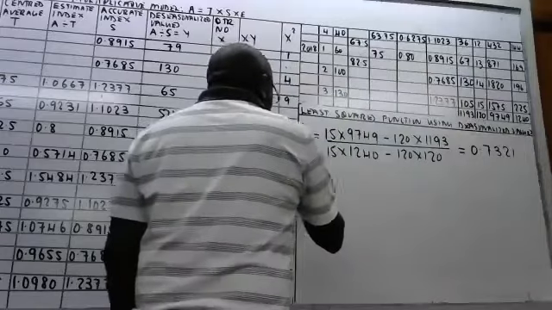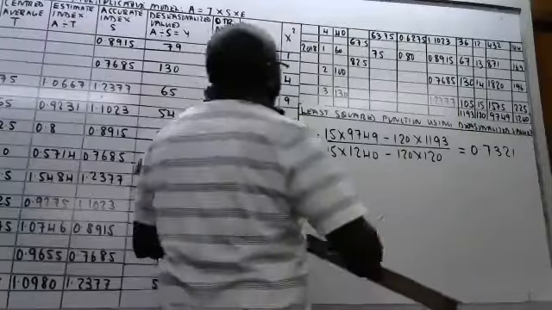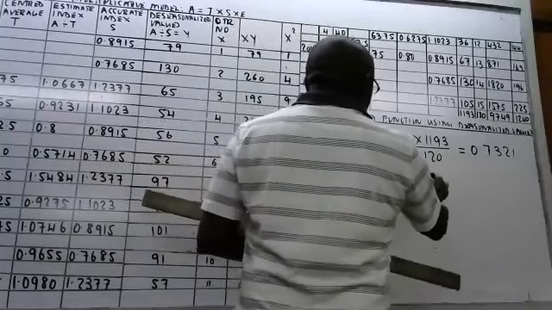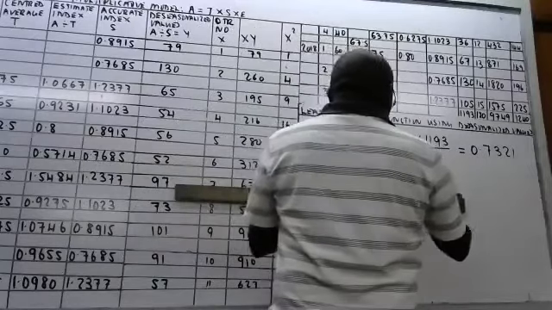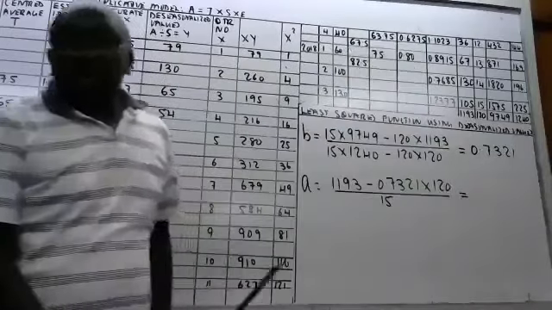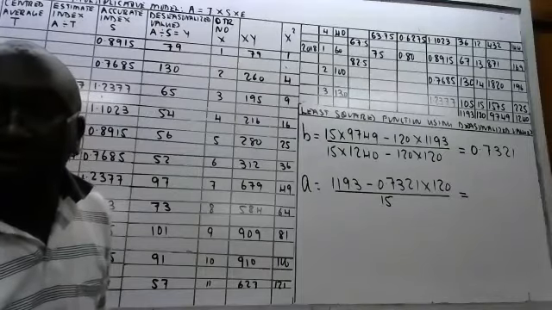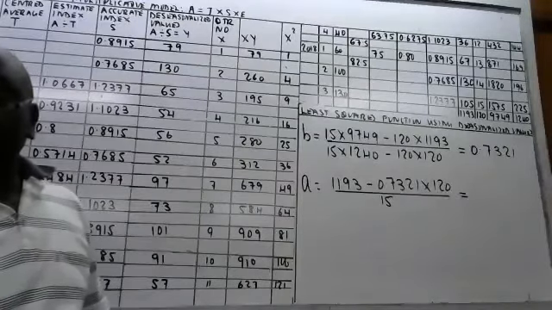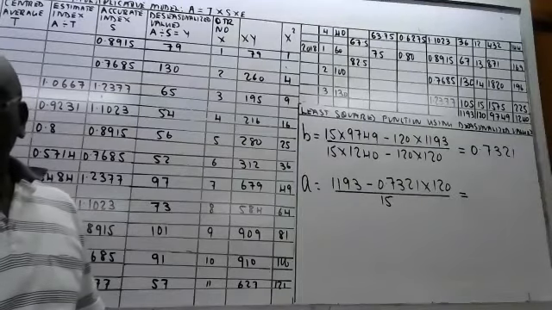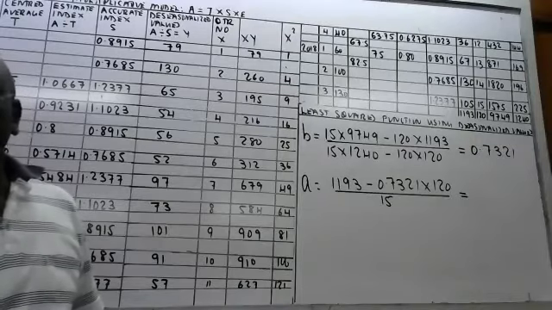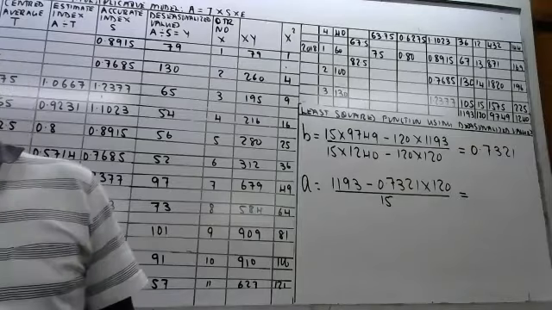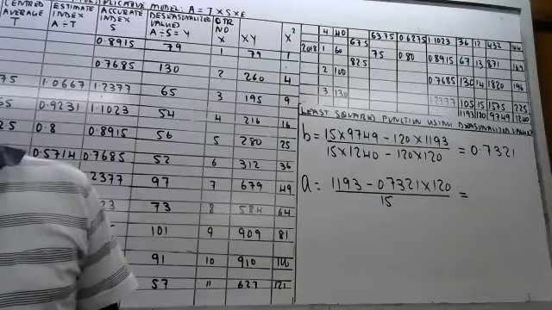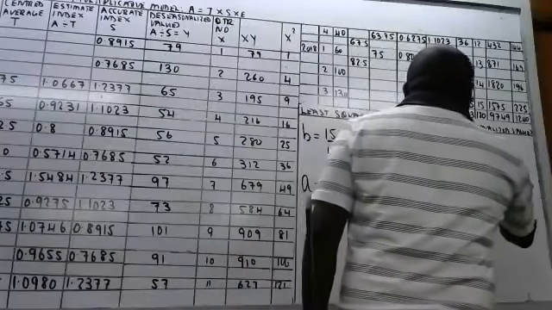Give me now the value for A, which should be arrived at as sum of Y, 1193, minus 0.7321 times 120, you divide by 15. I am seeing the answer coming: 73.68 or 73.67. 73.68.